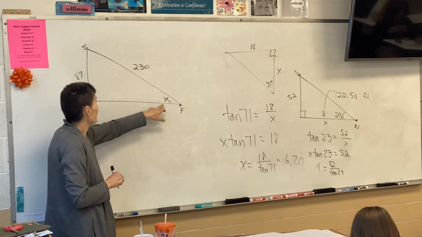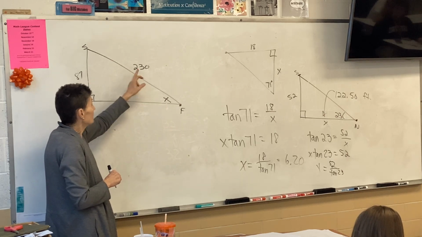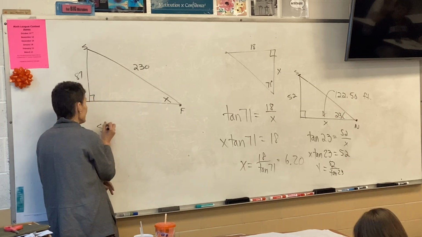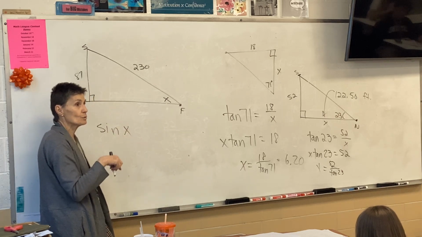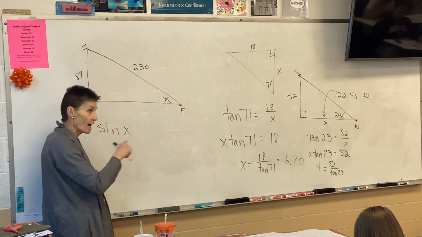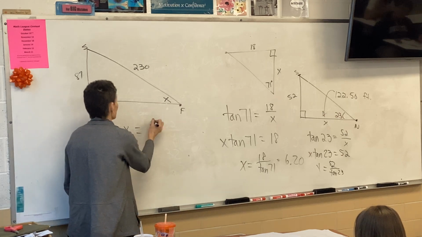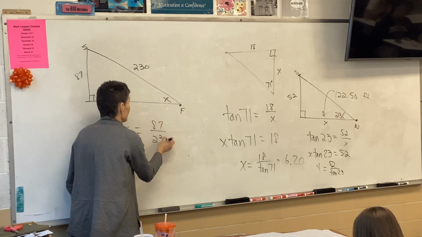No need for confusion, just put it there. All right, so what do we got? We got opposite and hypotenuse, so sine x. Remember, the angle goes with the sine. So sine x equals 87 over 230.